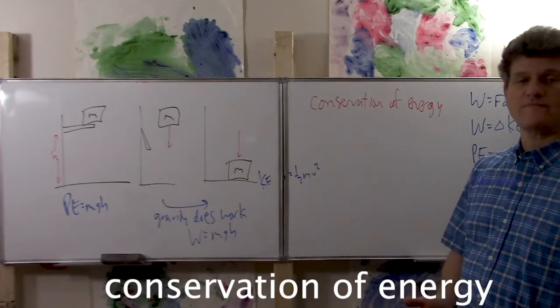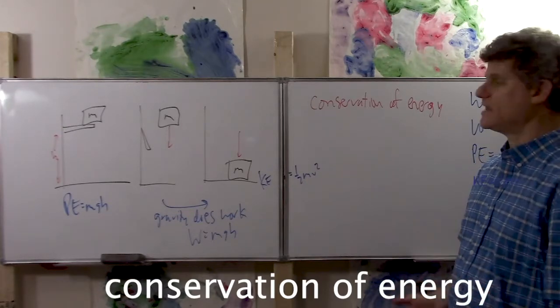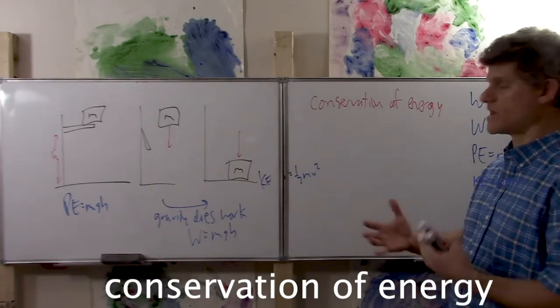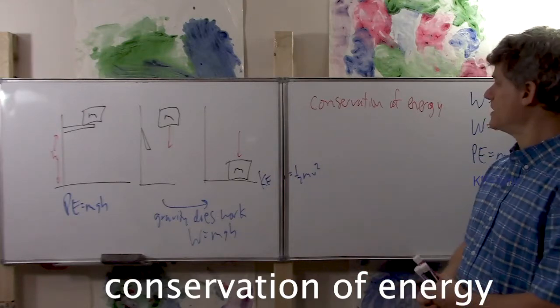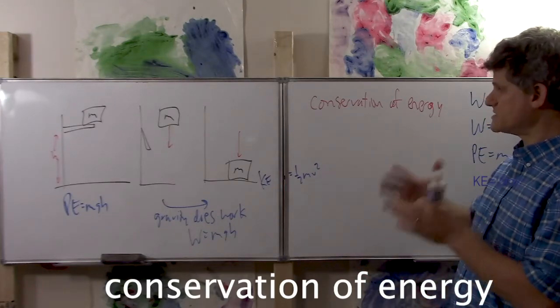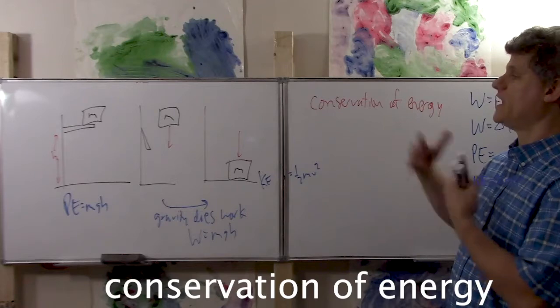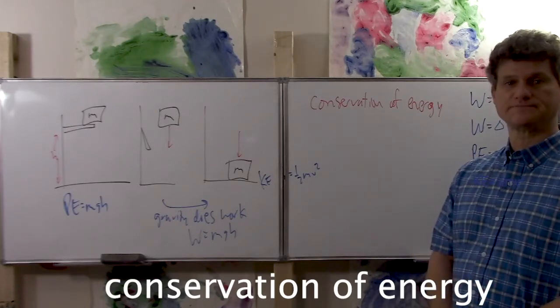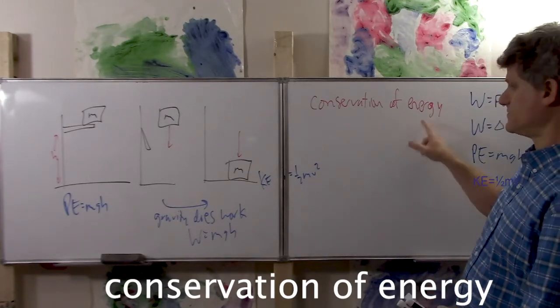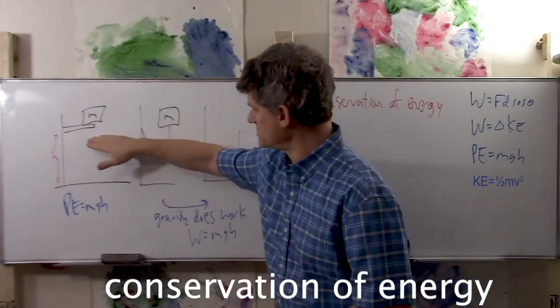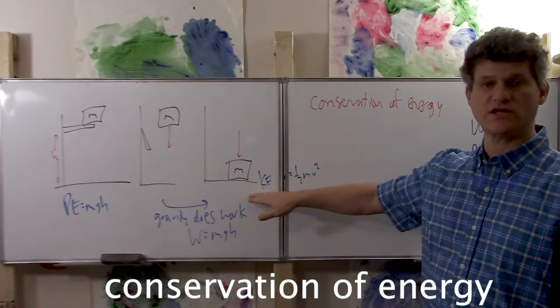Next up, we'll have conservation of momentum. And there are also other conservation laws, conservation of electric charge, for example. So there are certain quantities that stay the same, and knowing that helps us solve physics problems. So in this case, we have conservation of energy. The potential energy at the top is equal to the kinetic energy at the bottom.